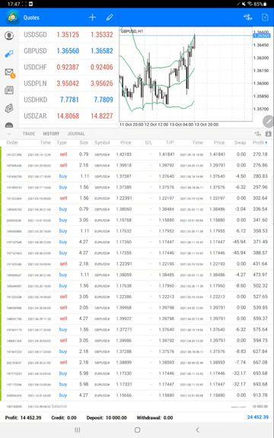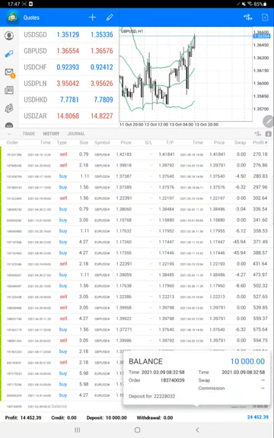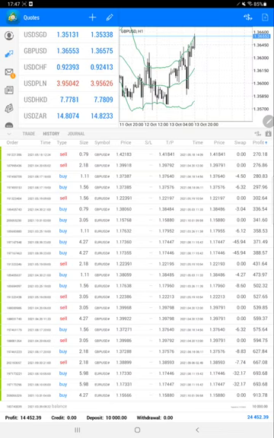So a $10,000 account was initiated, and this is the current balance, which is $24,452. And here is the net profit, which is $14,452. So the account is growing gradually, and we'll see the trading account statement.